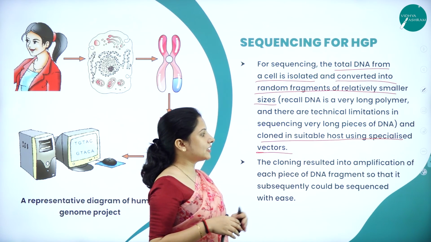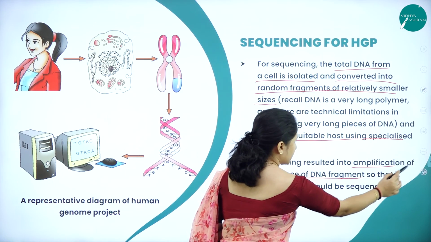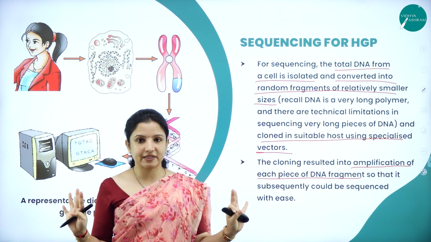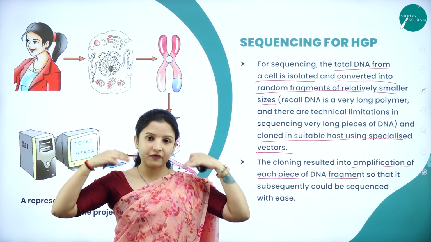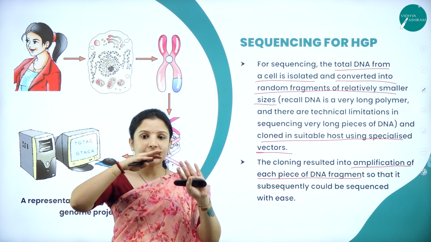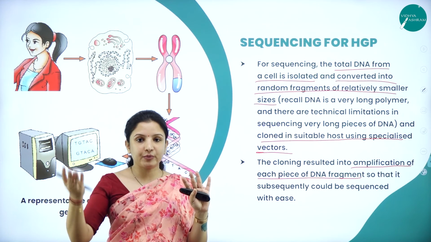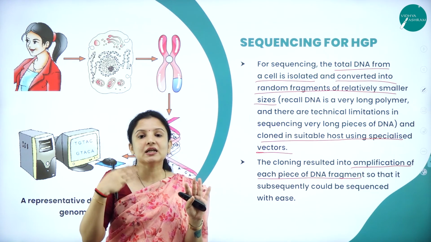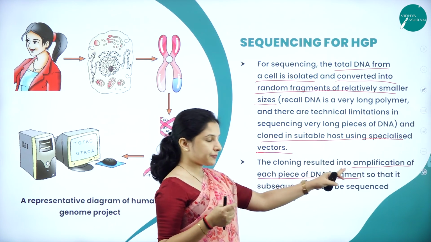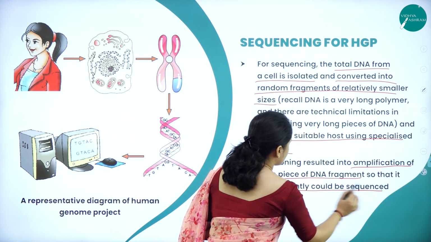Now the cloning resulted in amplification of each piece of DNA. That is, one DNA was isolated and broken into 10 fragments. For each of those 10 fragments, for example fragment 1, 10 copies will get produced. Now that is called amplification. Amplification means increasing the number of copies of the DNA strand. That will be amplified, and that will be subsequently sequenced very easily.